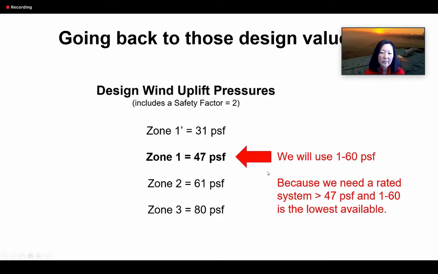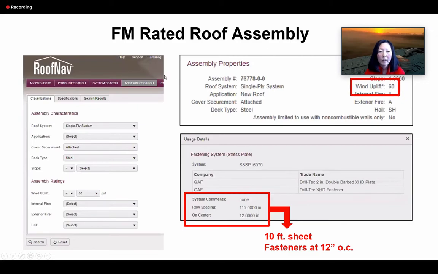So let's go back to those design values. We go to zone 1, which is 47 pounds per square foot. So basically we go with a 1-60 system because it's greater than the 47 design, and 60 is the lowest available. So it seems a little high, but that's as low as FM goes. I did a quick RoofNav search for a 1-60 roof, and I got 10,000 hits, but I went to GAF and chunked it down.